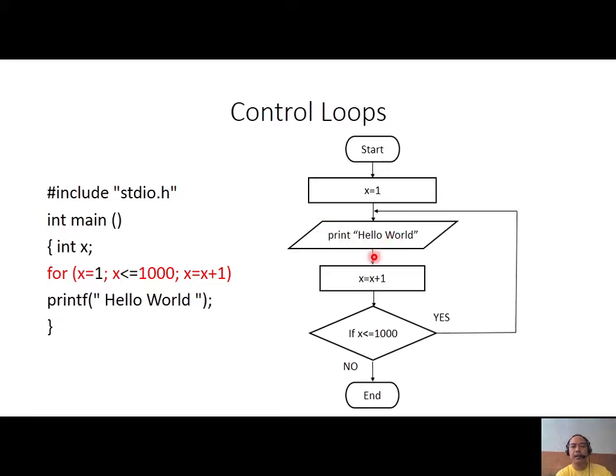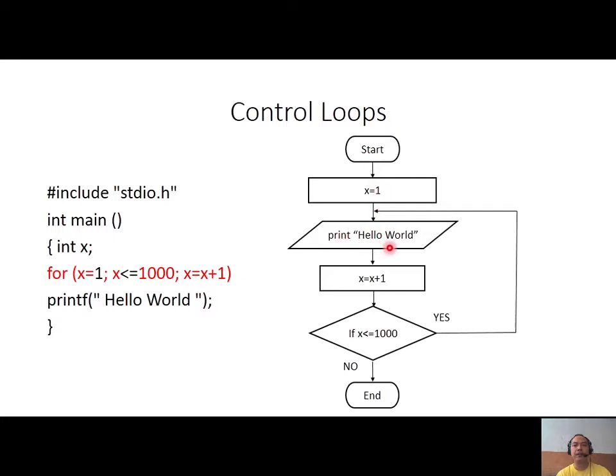Then followed by another process, which is the incrementing of the count x, so x is equal to x plus 1. Then followed by a decision block. This will determine if it will end the for loop or continue printing hello world. Now let's start with x equals 1.